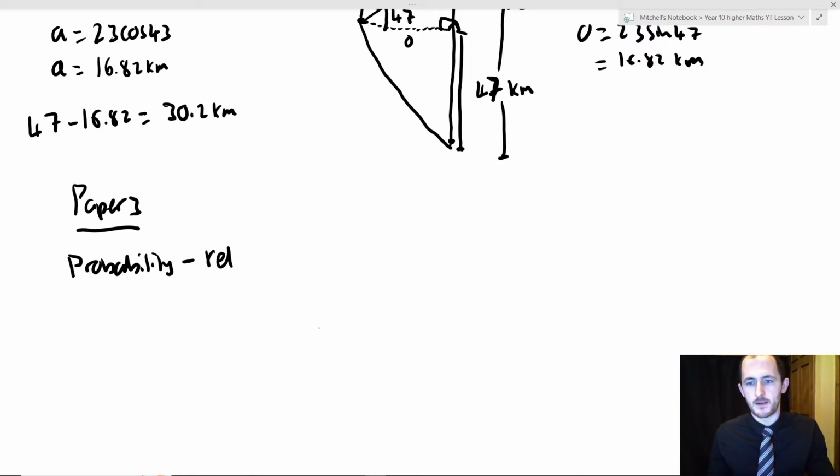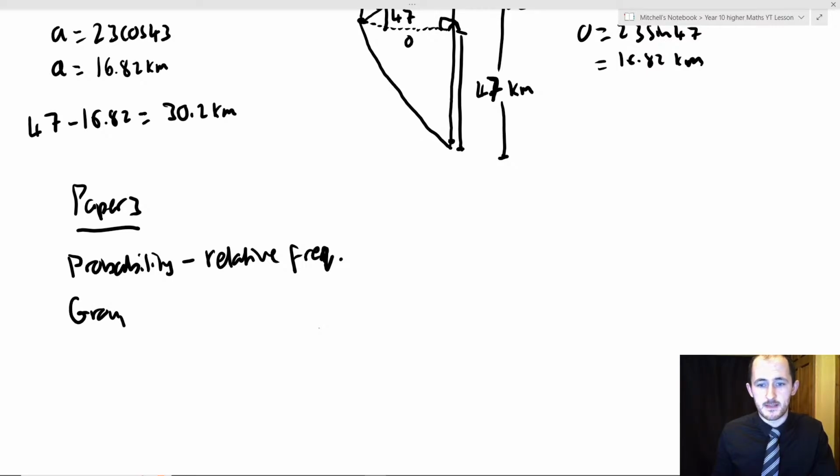But it would be things like relative frequency, right? In the sense where it might be like, we toss a coin 300 times, I get 127 heads and whatever tails. What's the probability or relative frequency? I would say grouped frequency tables. It's very likely to come up.